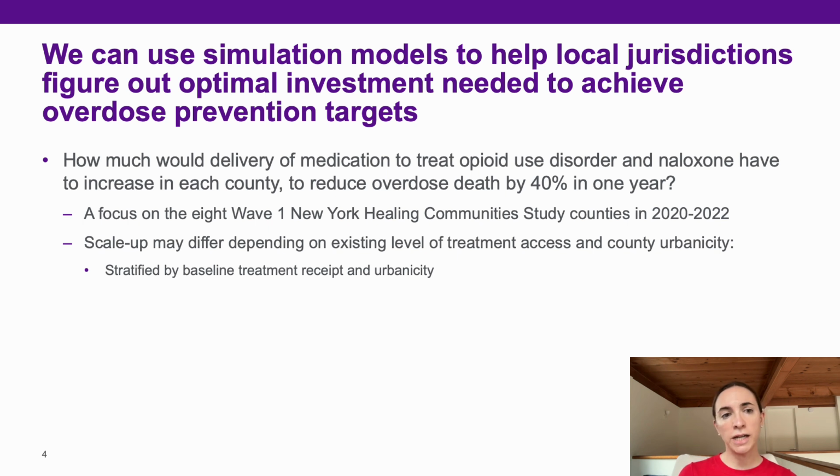In this particular study, we wanted to find out how much would delivery of medication to treat opioid use disorder and naloxone have to increase in each county in order to reduce overdose death by 40% in 1 year. We focused on 8 counties in New York State that were part of the NIDA-funded Healing Community Study. We hypothesized that the scale-up needed would really depend on pre-existing levels of treatment access as well as county urbanicity. Because of that, we stratified our analysis by both baseline treatment receipt and urbanicity in each county.